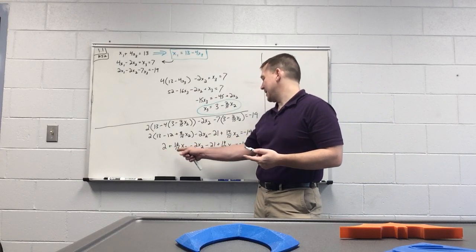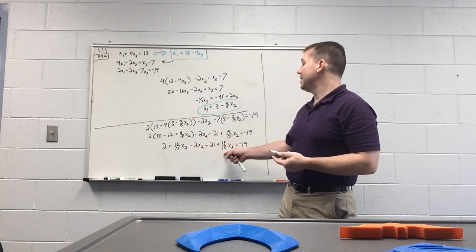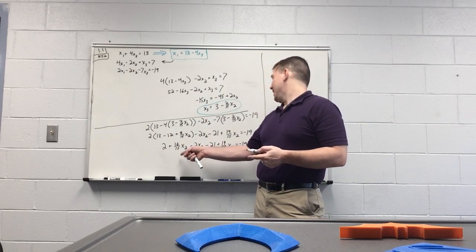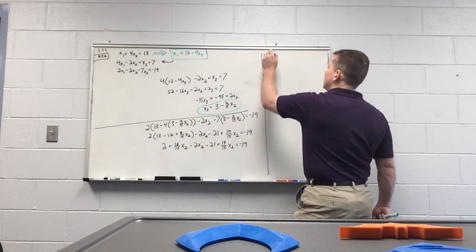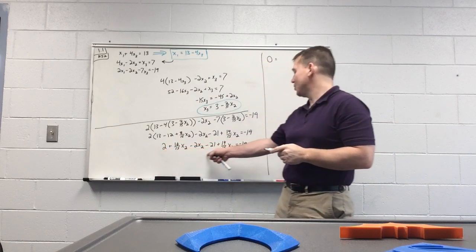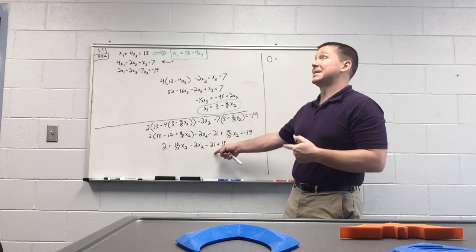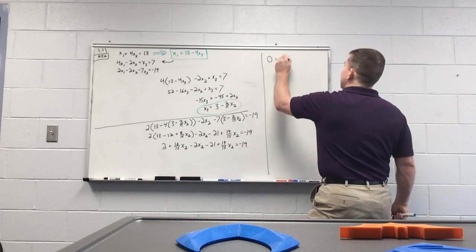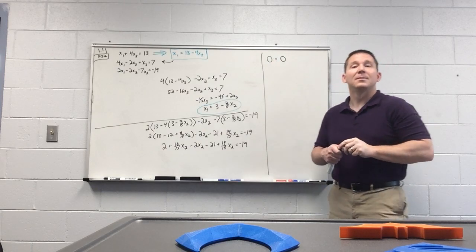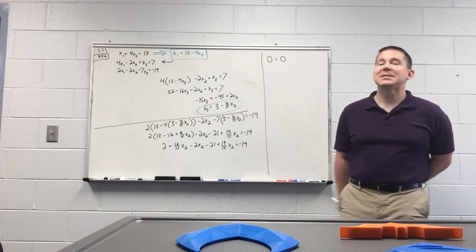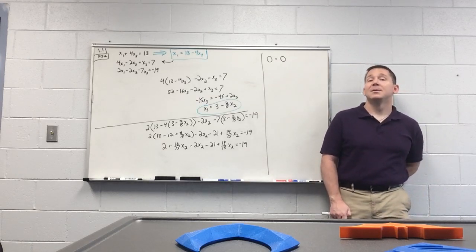And now if we combine, 16/15 plus 14/15 is 30/15 x sub 2, which is 2x sub 2. And I get 2x sub 2 minus 2x sub 2, which is 0, is equal to, now combine the constants, 2 minus 21 is negative 19. Add the 19 to the other side, and I get 19 minus 19, which is 0. So now, what does that mean? If I get 0 equals 0, that means I have infinitely many solutions.